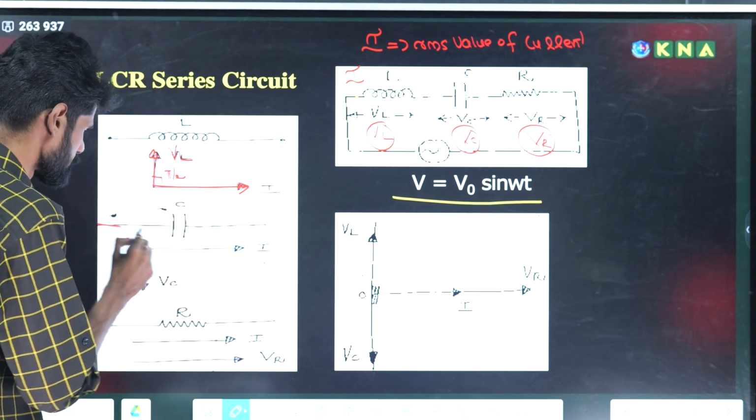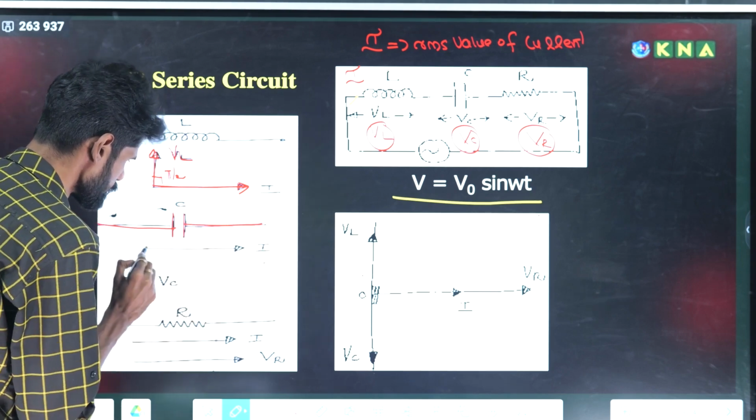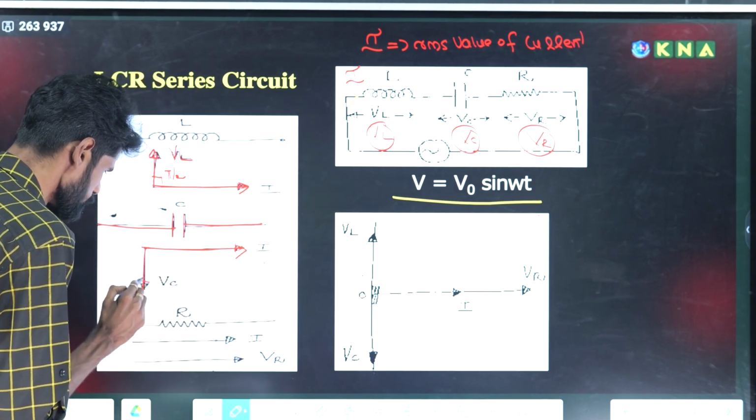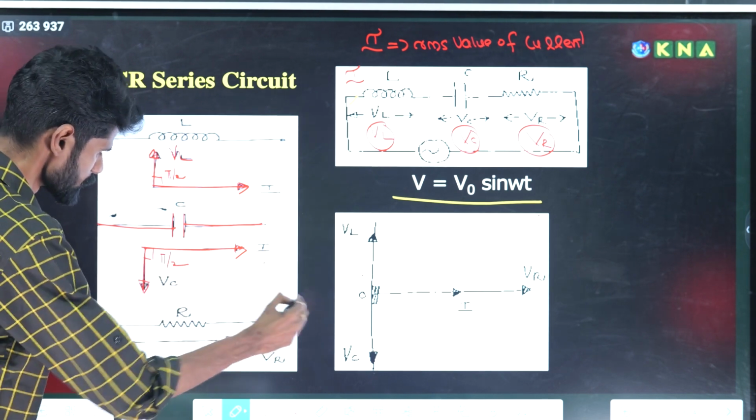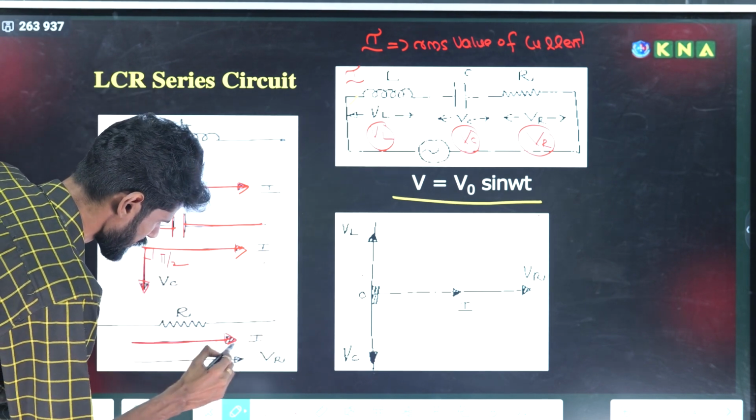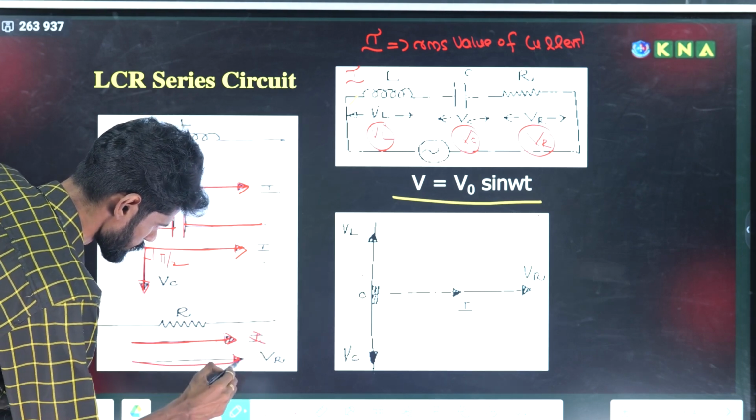Now for a capacitor, this is the current I, and this is the voltage VC, so here current leads the voltage by a phase angle of pi by 2. Now this is the resistance, this is the current I, this is the voltage VR, all are in the same phase.